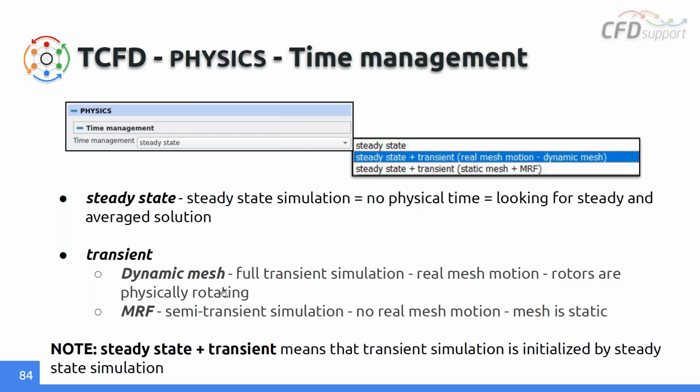In transient mode, we have the dynamic mesh, so it's a full transient simulation. If we store each intermediate result, we can really see the physical rotation of the rotor. It's the real mesh motion. The rotor is physically rotating, but the simulation is much more complicated and much slower, because you need to iterate over each time step and so on. And note why there is steady state plus transient: the steady state creates the initialization for the transient run, because then the transient achieves convergence much quicker than if you start from some initial guess only.